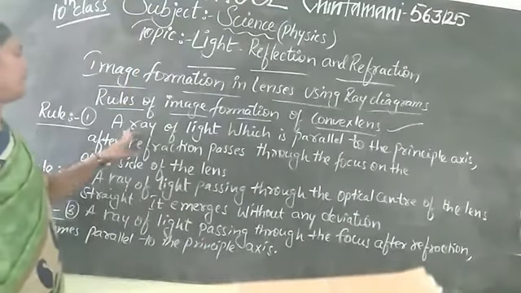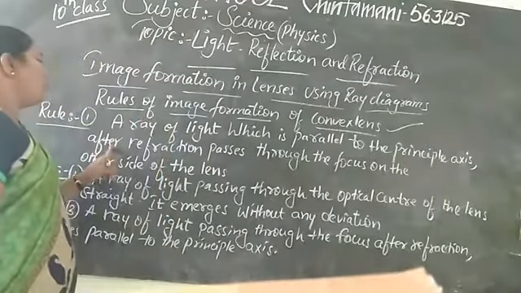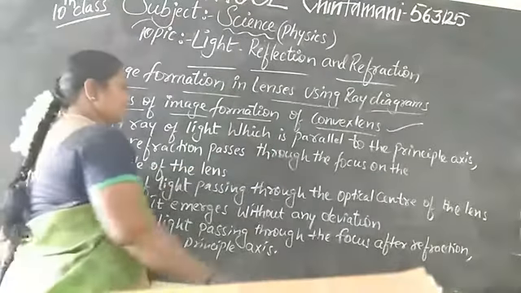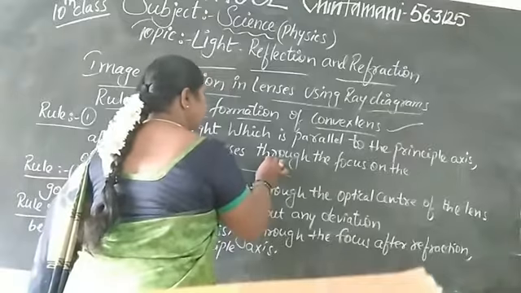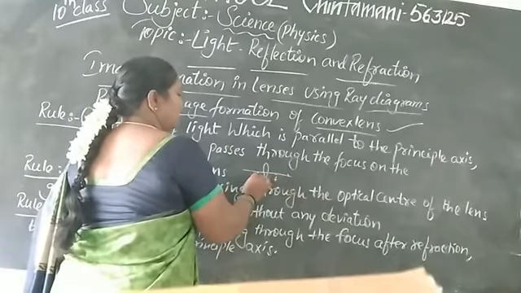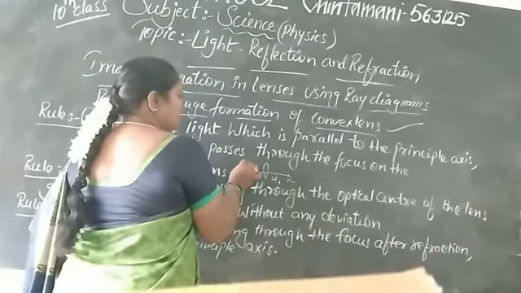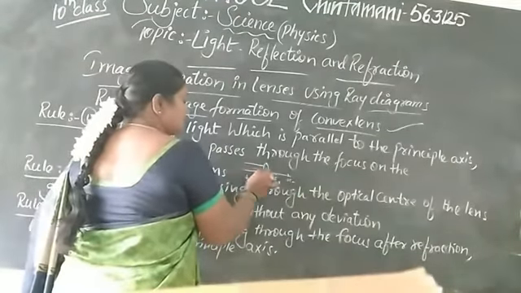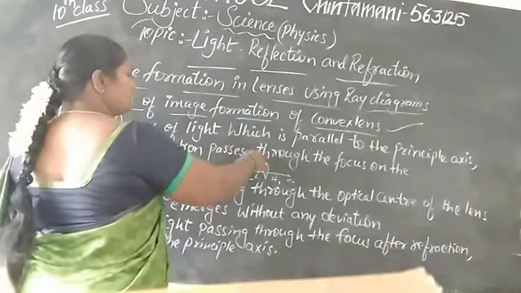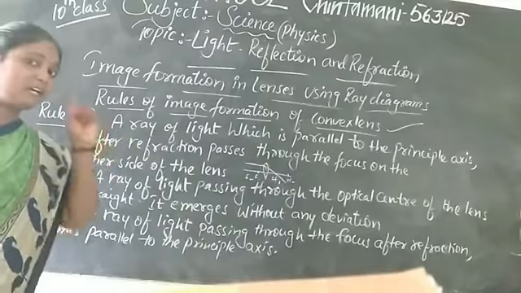The first rule is a ray of light which is parallel to the principal axis, after refraction, passes through the focus on the other side of the lens. That means if you take the lens, here this is F1, F2, then 2F1, 2F2. If a ray is passing parallel to the principal axis, then it is going to pass through the focus. This is the first rule.